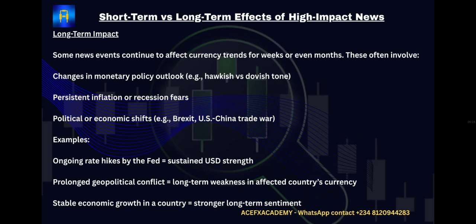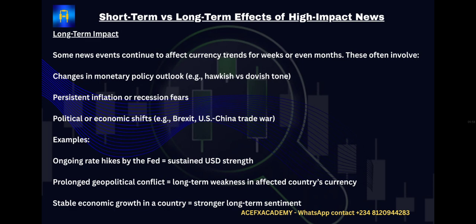No. Long-term news events are changes in monetary policy, like the hawkish or dovish swing. Like I said, hawkish is when there's a hike in interest rate, which is good for the currency, making it bullish. Dovish is when the interest rate is dropping, making it bearish. So if you're looking at monetary policy, if you understand where they're heading, you understand where to trade a particular currency pair. So if you see persistent inflation or recession fear, you know the direction to trade a particular currency. I'll be teaching you all how to read this in the intermediate section.